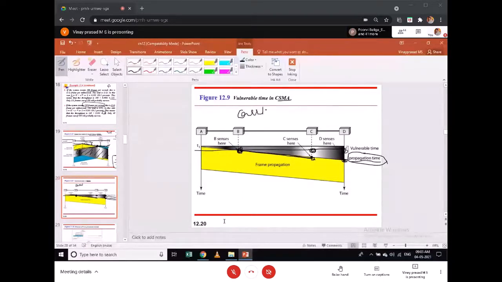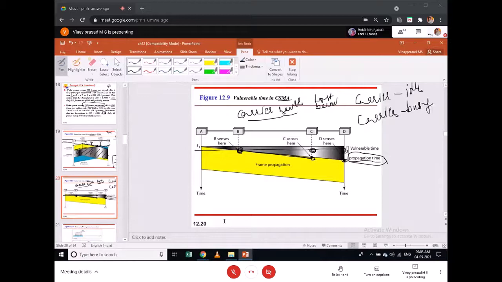Okay, so how should each host behave? How should each host behave if they find the carrier is free, the carrier is idle? And what should the station do if the carrier is busy? In order to tell the behavior of each host, how they should behave when the channel is idle and when the channel is busy.